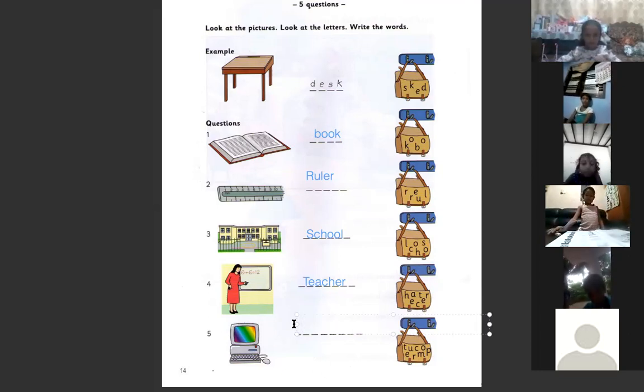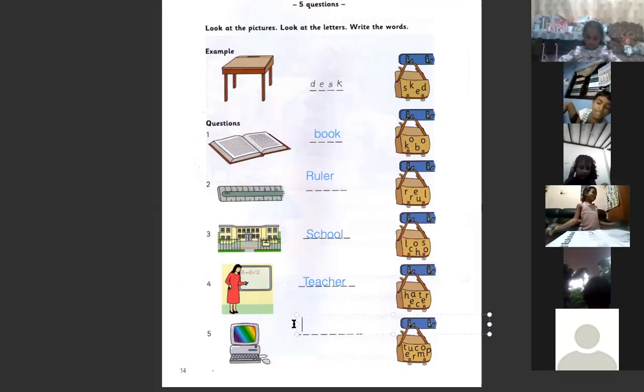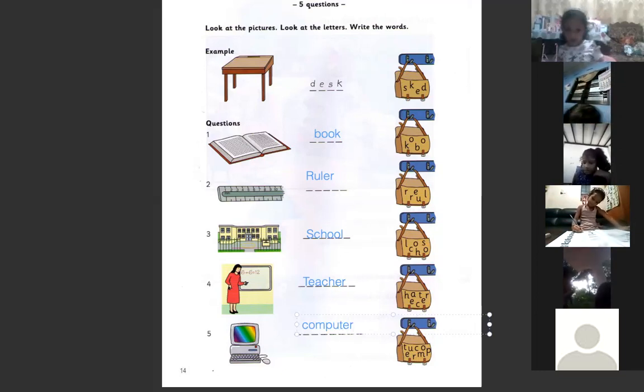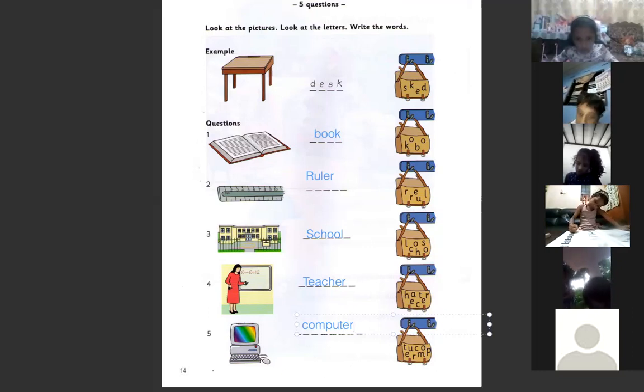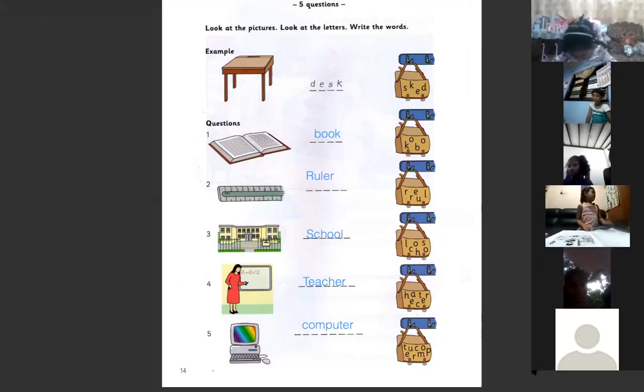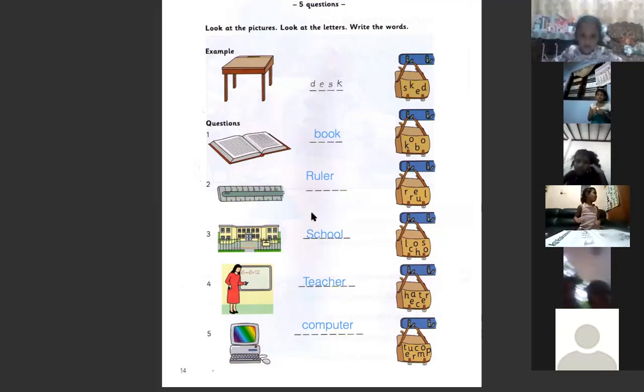Laptop. Next one is the computer. It's a computer. How can we spell computer? C O M P U T E R. Computer. C O M P U T E R. Have you all finished?